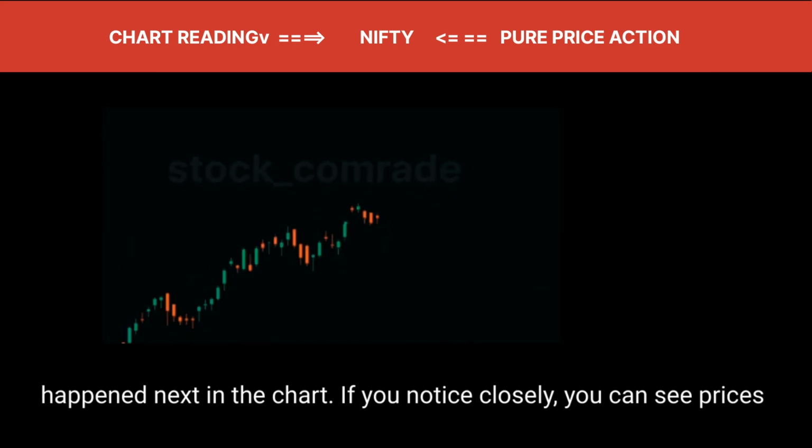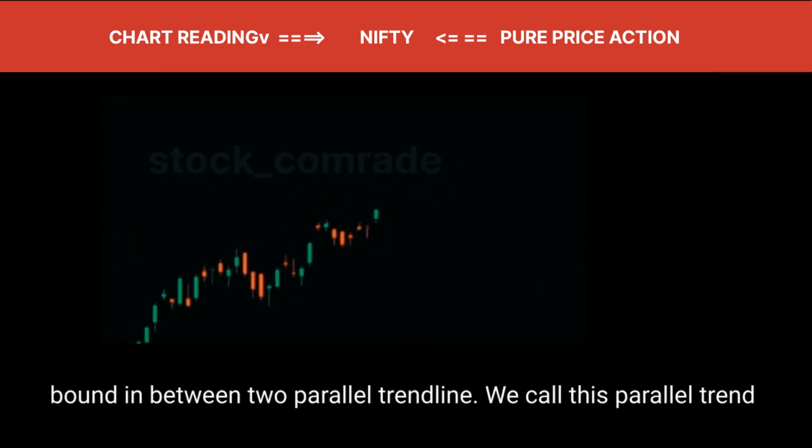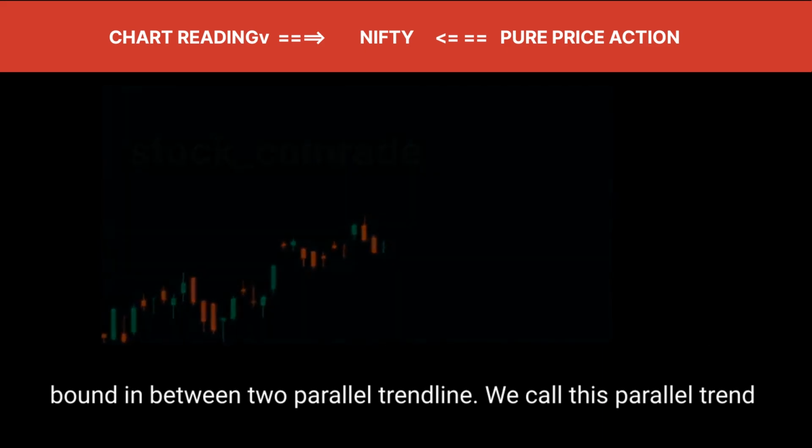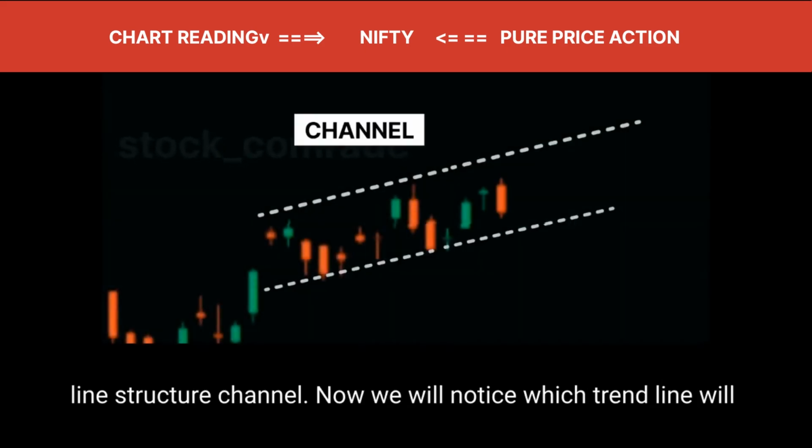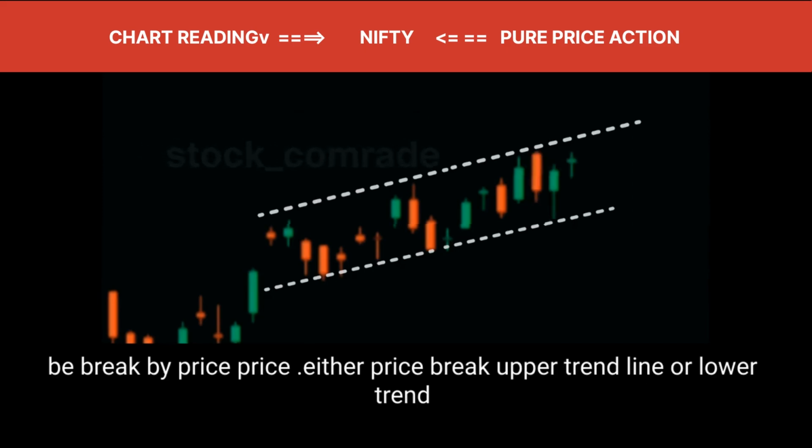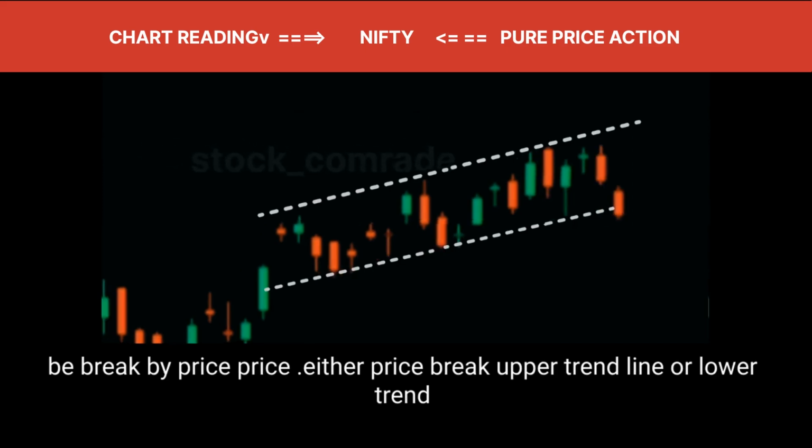If you notice closely, you can see prices bound in between two parallel trend lines. We call this parallel trend line structure a channel. Now we will notice which trend line will be broken by price. Price will either break the upper trend line or the lower trend line.